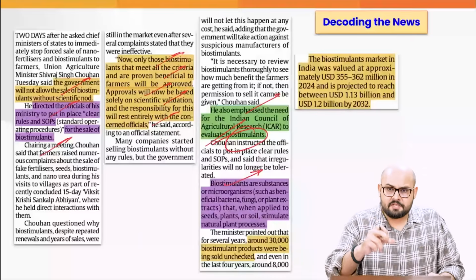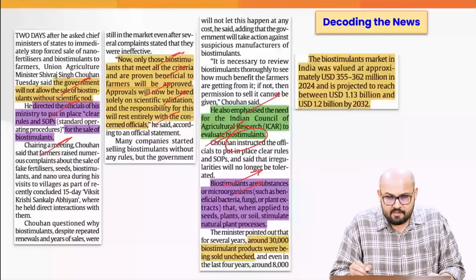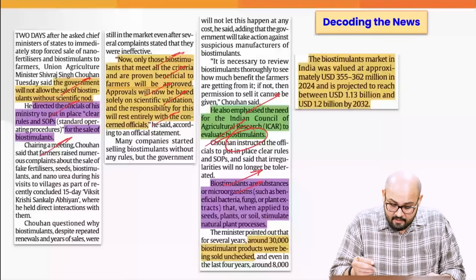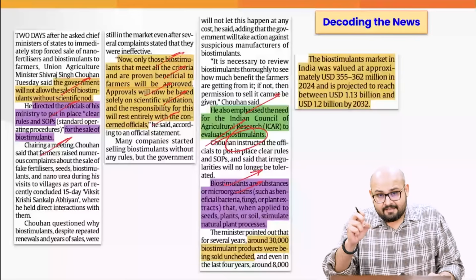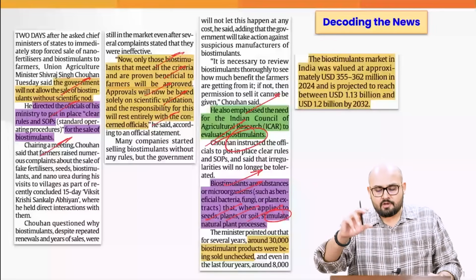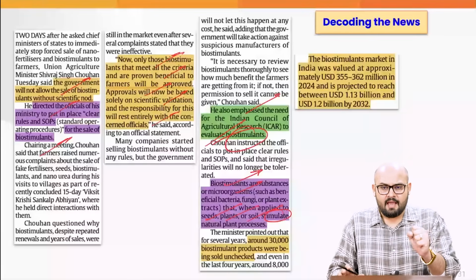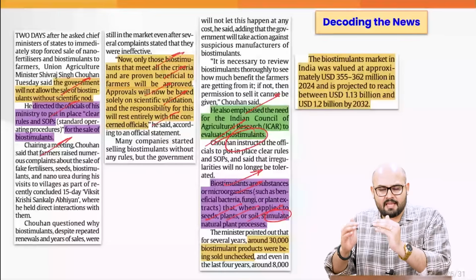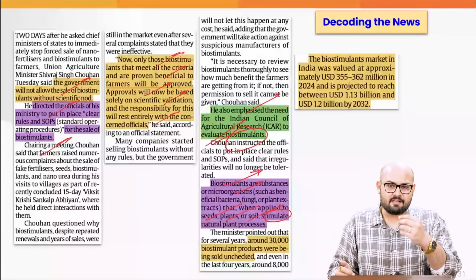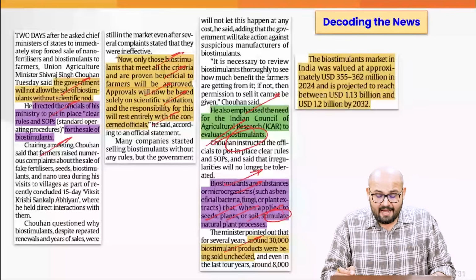Biostimulants, again, the definition can be asked in the prelims. Please pay attention. They are substances or microorganisms, for example, fungi, bacteria, or plant extracts, that when applied to the seeds or plants or soil, stimulate the natural plant process. So they are the natural extracts or the bacteria or the fungi, and you are applying them on the plants, and they would stimulate the development of the plant. That is biostimulants. Around 30,000 biostimulant products were being sold unchecked.